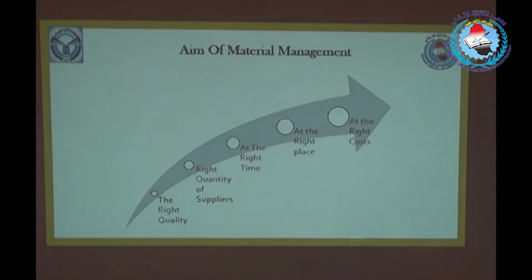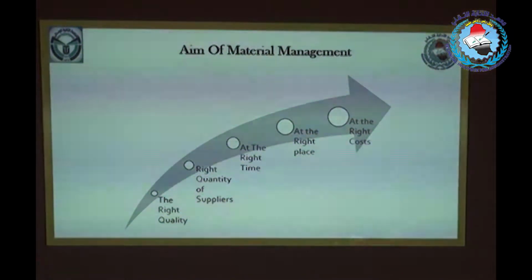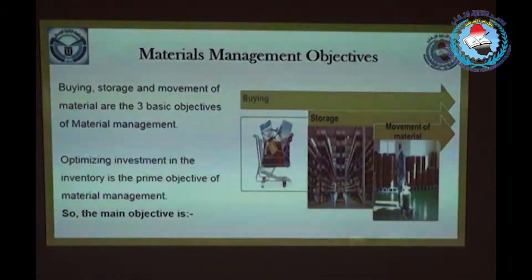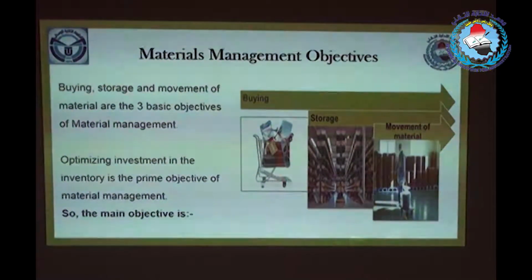Aim of material management. The aim of material management is to get the right quality and the right quantity of supplies at the right time, at the right place, and at the right cost. Material management objective. Buying, storing, and movement of material are three basic objectives of material management. Optimizing investment in the inventory is the primary objective of material management. So, the main objective of material management is shown in the next figure.